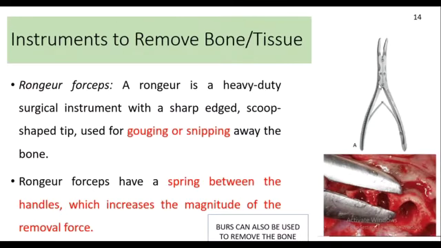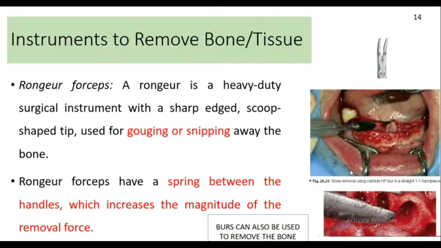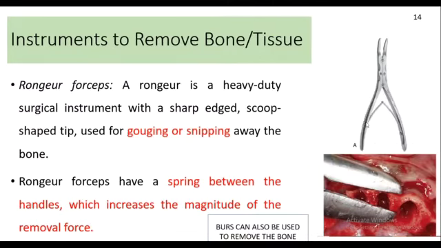Coming on to the instruments which are used to remove the bone, there are certain instruments like Rongeurs. These are basically heavy duty surgical instruments with a sharp edge and scoop shaped tip, which is used to gnaw or snip away the bone. Burrs can also be used to remove the bone. Now this Rongeur has a spring between the handles, which increases the magnitude of the force of removal.